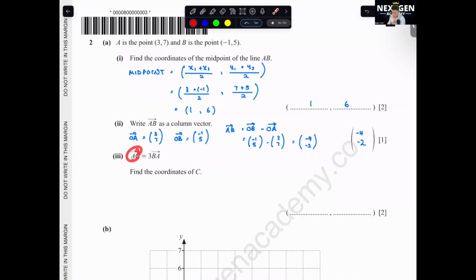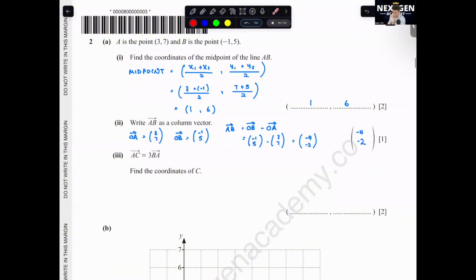Okay, OC minus OA. Do we have this 3BA? Okay, from the previous question. So we need to remember the concept of vectors. When you flip the alphabet, the back become front, front become back, you multiply it by a negative. Okay, so let's see which one you want to do first. Let's find what is 3BA first so that we all can understand. Okay, so 3BA is equals to 3 times negative AB. Okay, you don't have to write until so detailed. This one I write so that you all understand.